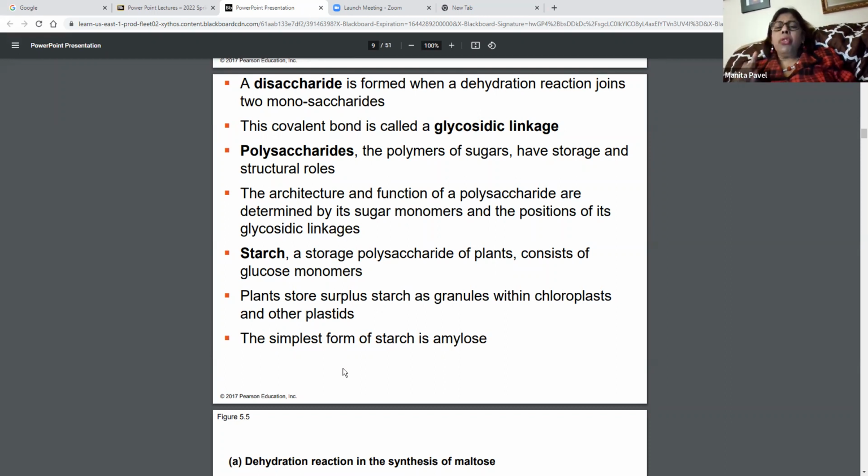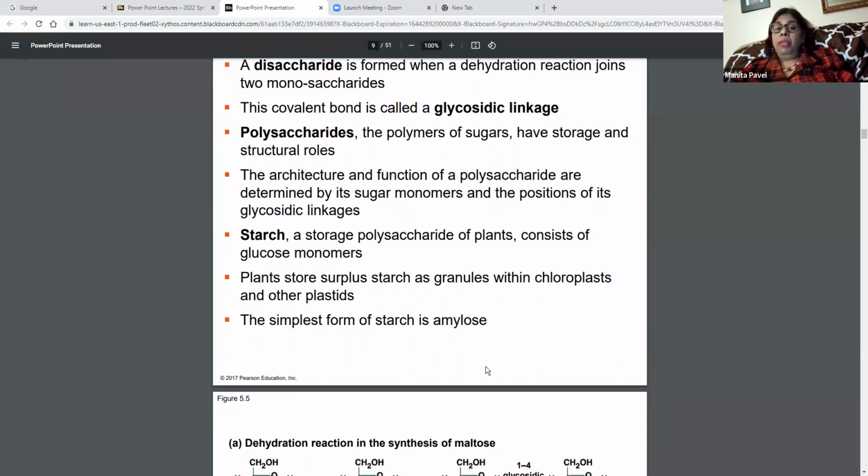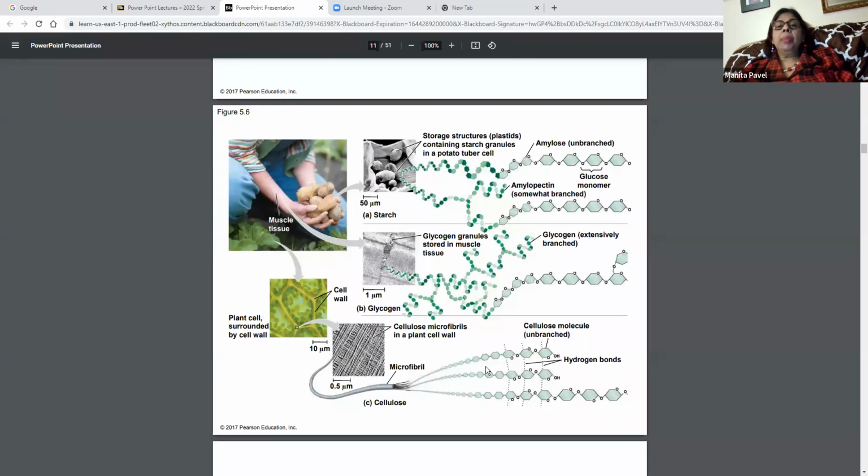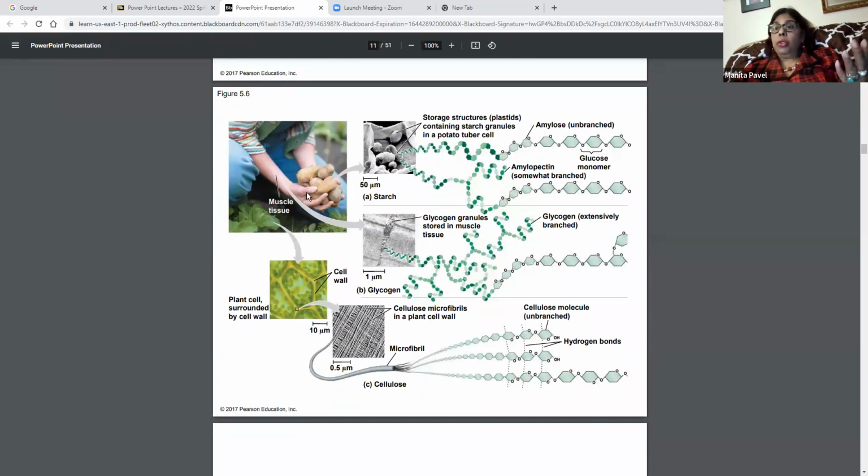And the simplest form of starch is amylose. Amylose, again, is a sugar, which is the simplest part of starch. So we can see here, potatoes also contain starch. They are the storage structures, the plastids that contain the starch granules in the potato cells, containing the amylose, which is the unbranched sugar here. But you see, they're very complex structures.